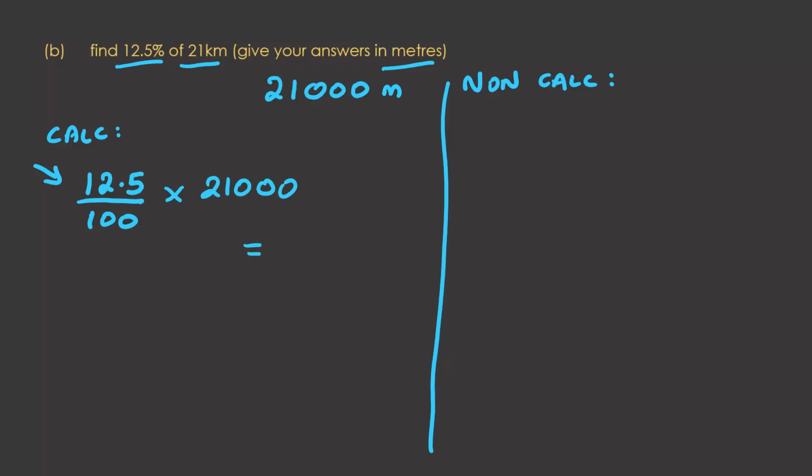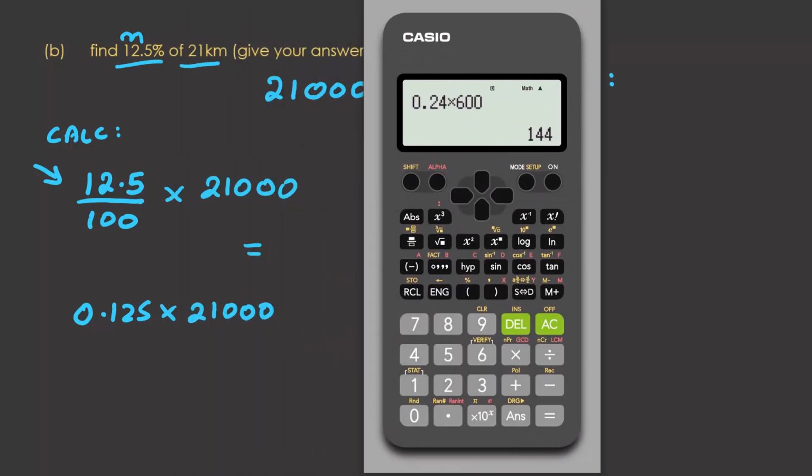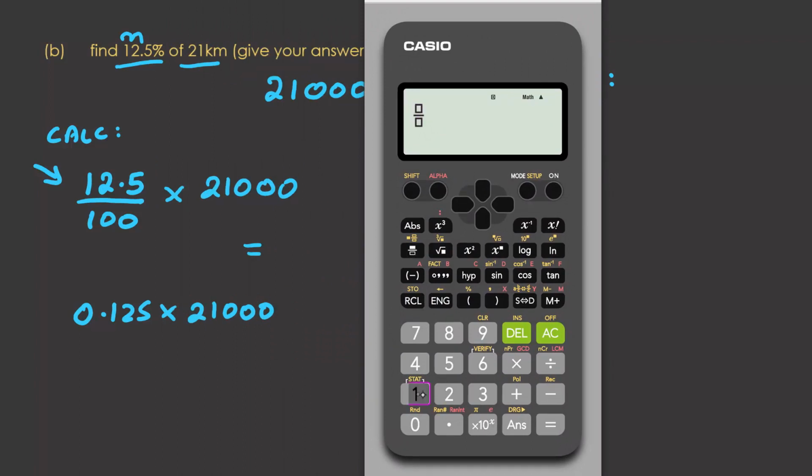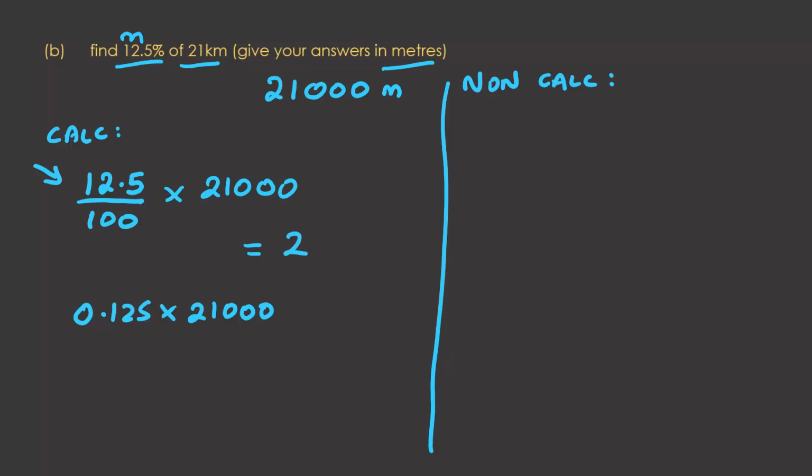Or the 12.5% could be calculated as a decimal by moving the decimal point 2 places, and we would get 0.125 times 21,000. Since I did the decimal calculation in part A, I'll do it with the fraction this time. And so I've got 12.5 over 100, and I'm multiplying that by 21,000, and it gives me 2,625. 2,625, and that was in metres.